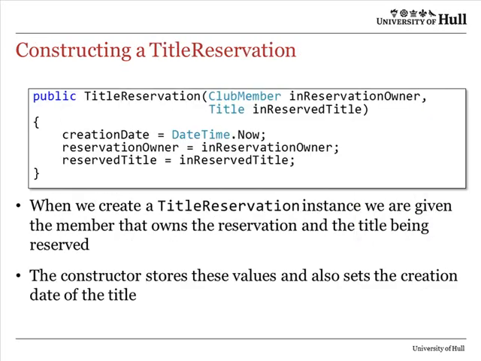Ain't we clever? Now in my constructor for the TitleReservation, I can say, okay, you're giving me the owner, you're giving me the title. I'll set the creation date to now, so I know that it was created when this method was called. Then I'll put my reservation owner and my title in place. So this is actually quite easy to add, and now every time I make a reservation, I'll know exactly when it was made.